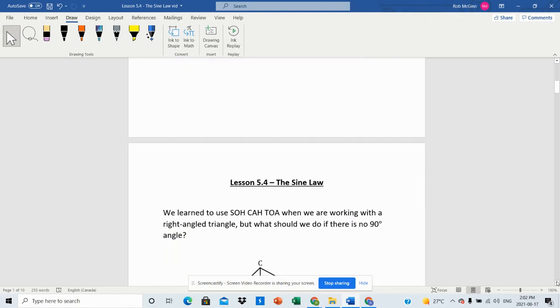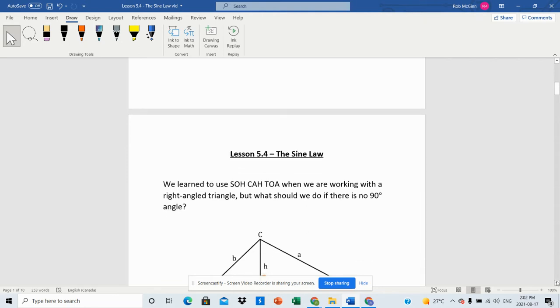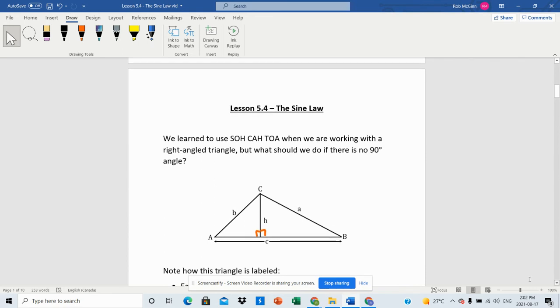So we learned to use SOHCAHTOA when we're working with a right angled triangle, but what should we do if there is no 90-degree angle? And the answer to this is, as long as we have three pieces of information, we can use either the sine law or the cosine law, which we'll be learning in the next lesson, in order to find any angle or side of that triangle. First, we're going to start off with a little proof here.